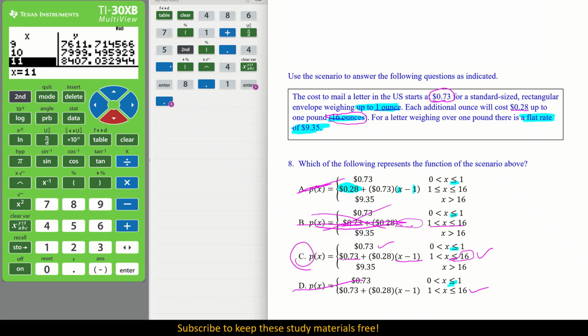All right. So that all being said, the question says use a scenario to answer the following questions as indicated, meaning that we need to go to number 9 and we will be asked to follow through. So you might want to snip this, take a little screenshot or go back a little and take a screenshot where it was clean and come back to number 9. All right, let's move on.